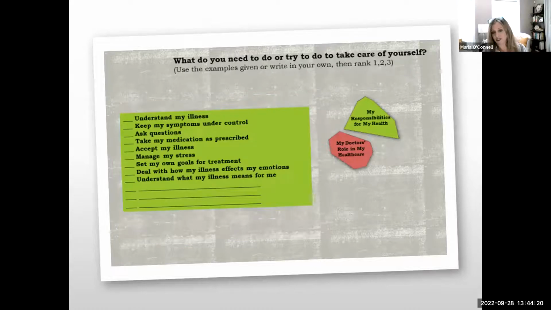The next slide had to do with my responsibilities for my health. What do you need to do or try to do to take care of yourself? And some of the responses were, I need to understand my illness. I need to keep my symptoms under control. Ask questions. Take my medication as prescribed, accept my illness, manage my stress, set my own goals, deal with how my illness affects my emotions. Or again, write in your own options. And this is what we did. We piloted it with 15 patients and their doctors.